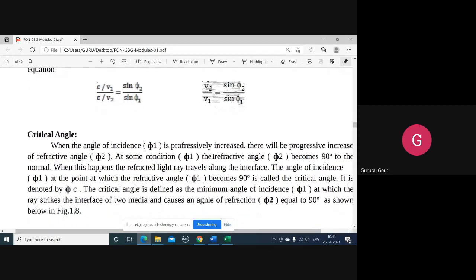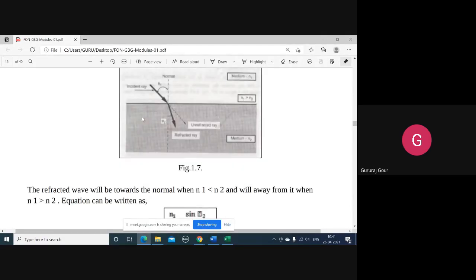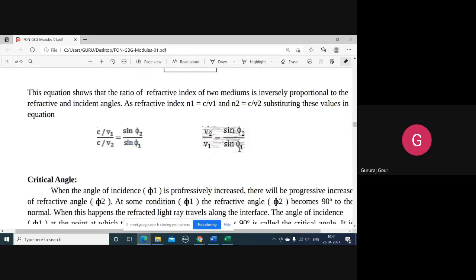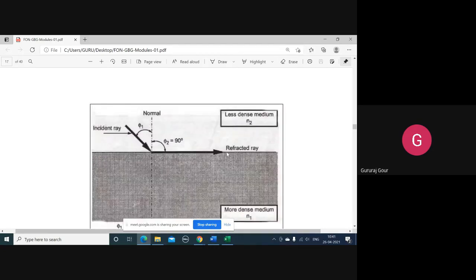Now the critical angle. When the angle of incidence phi 1 goes on increasing, phi 2 will also go on increasing, and it will come to 90 degrees. It is like this. It will bend away from the normal, and it will become almost parallel to this media. The angle phi 1 which will make phi 2 90 degrees is called the critical angle.